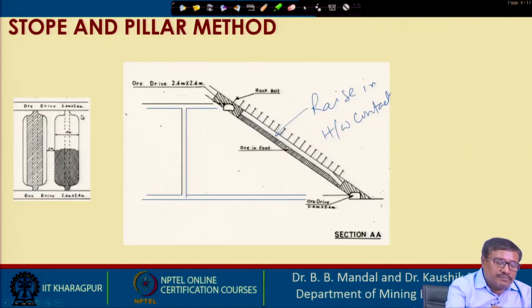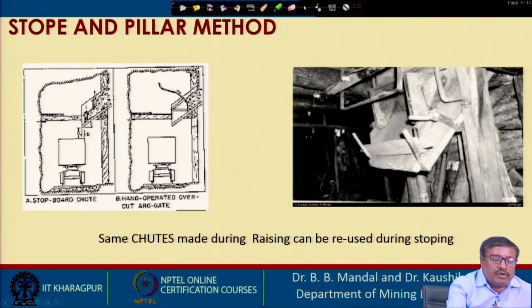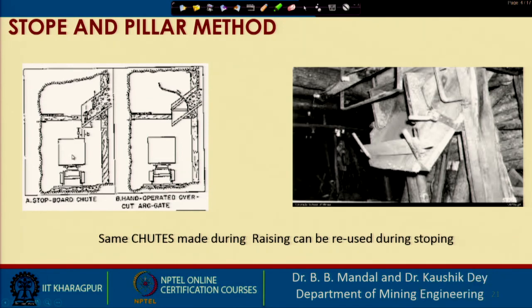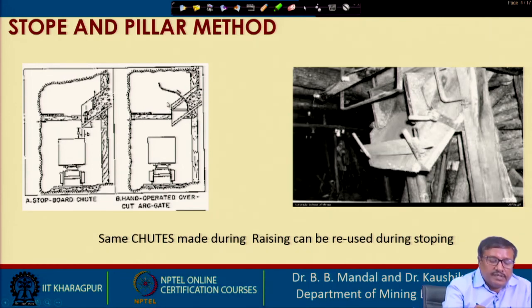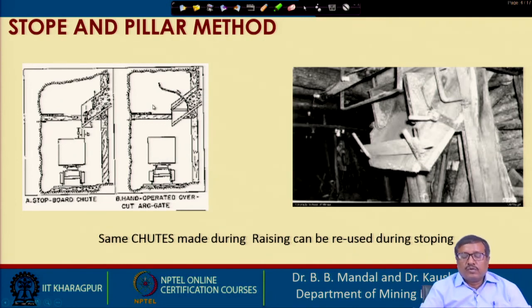Some wooden blocks are given here. Whenever you open these barricades, then material will fall on the cars. And if you close this door, then the material will be stopped there, it will not come, and the line is free. When the car is filled, it can be taken away by locomotives.